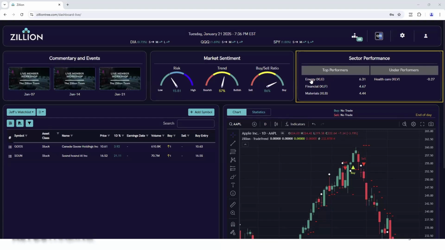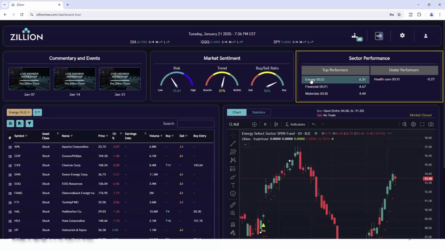And the nice thing is in the Zillion dashboard, you can simply click on any of the sectors, whether they be top performers or underperformers, and it populates the scanner with the stocks within that sector ETF. So like if I click on energy, it's going to give us all of the components of the XLE. I think with any directional trading decision, always be aware, if you're trading an equity, of what sector that equity trades in and what the sector performance is.